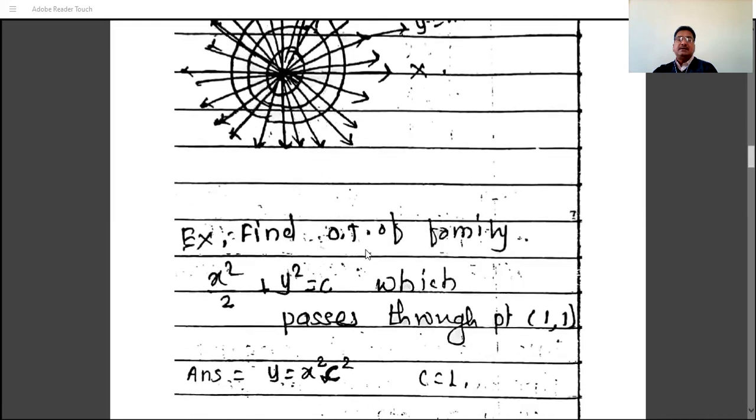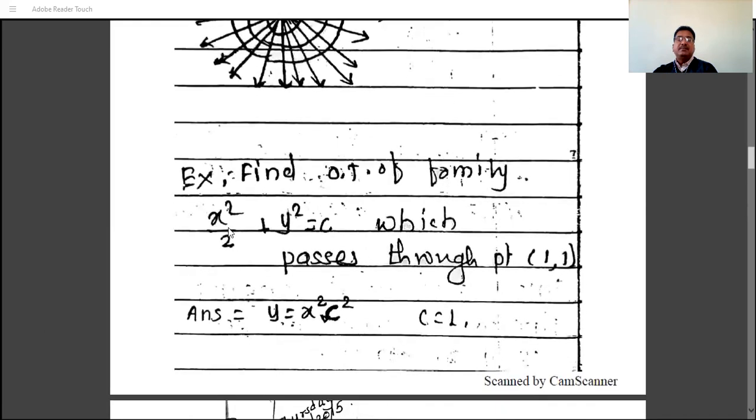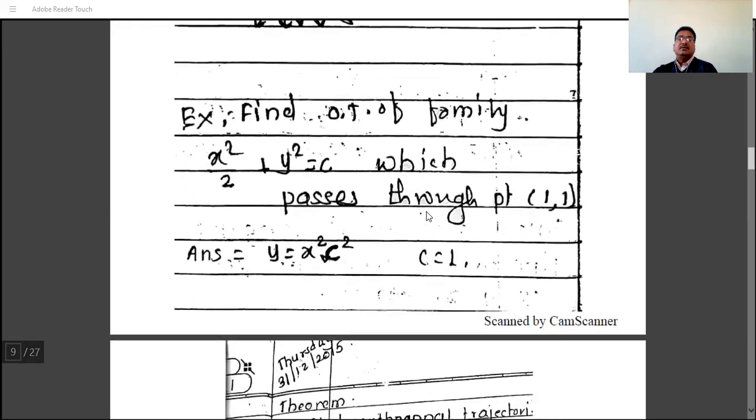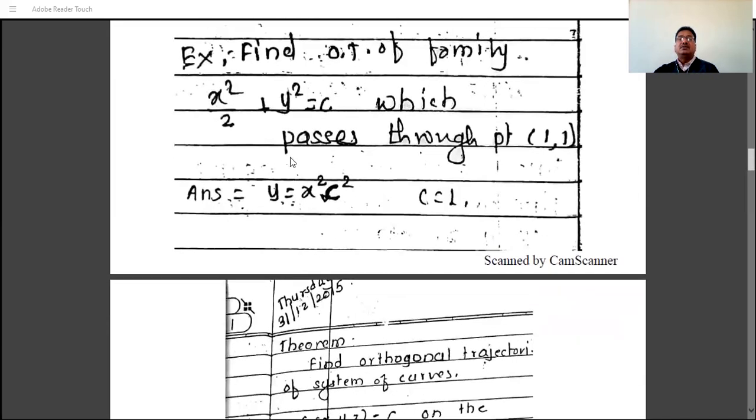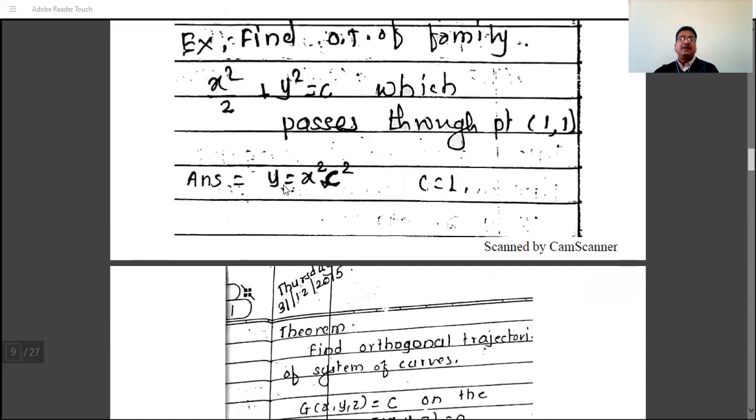Next example is to find the orthogonal trajectories of the family of curves x square by 2 plus y square is equal to c, which passes through 1 1. So first find the general family of orthogonal trajectories and then substitute x and y as 1 1 and find the value of c. So we have the answer y is equal to x square c square, actually y is equal to x square, which is the equation of a parabola, and it is the orthogonal trajectories of the given family of curves.